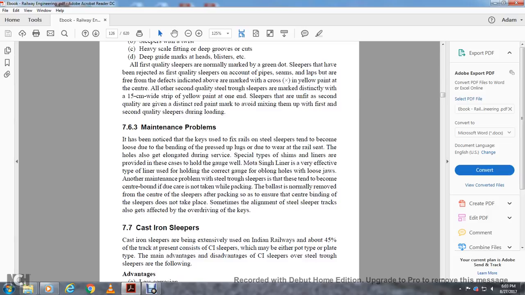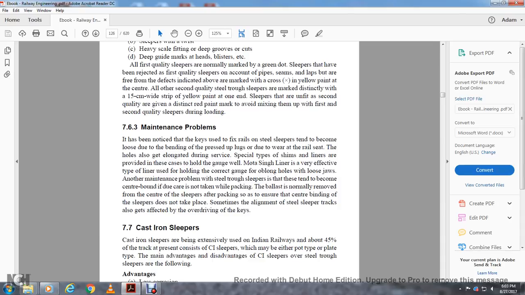Maintenance problems. It is noticed that the keys used for fixing the rail to the steel sleeper tend to become loose due to the bending of the lugs, caused by wear of the rail seat. The holes of the gauge get elongated during the process, so a special type of shims and liners has been provided. In this case, the oblong hole of the gauge is maintained well. The single liner is a very effective type of liner, holding the correct gauge of the oblong hole of the loose jaws.